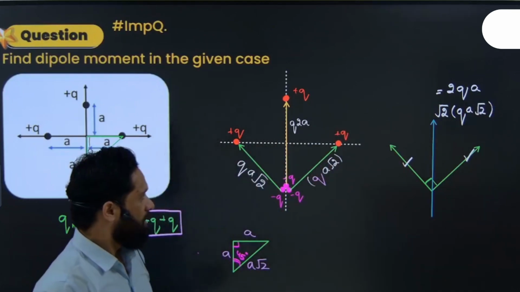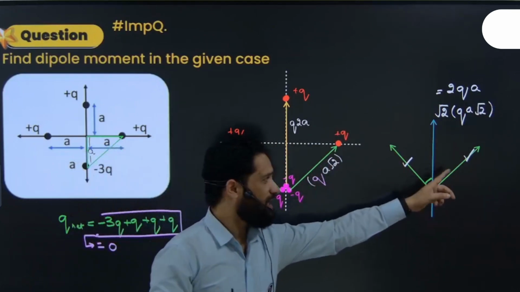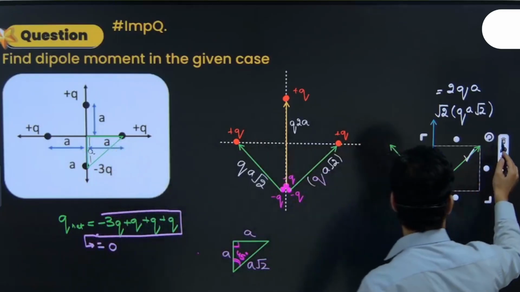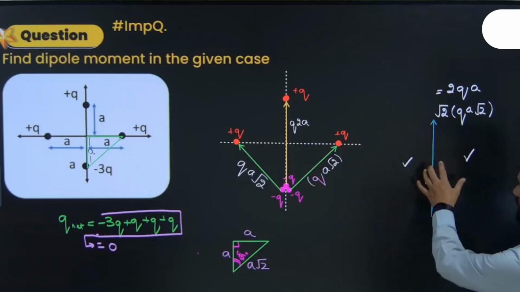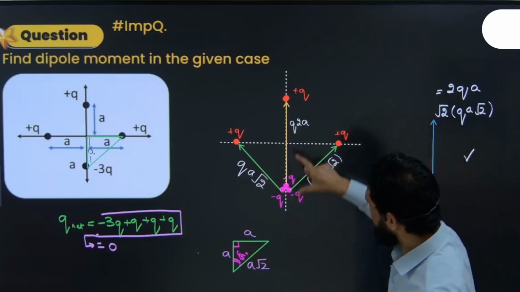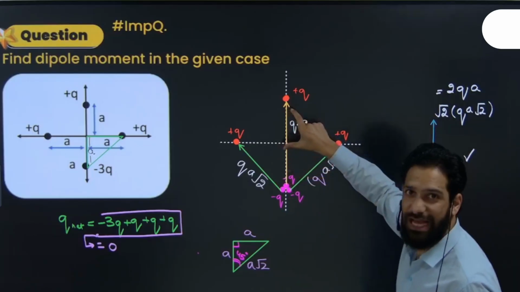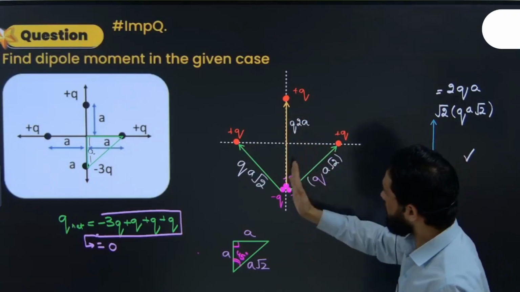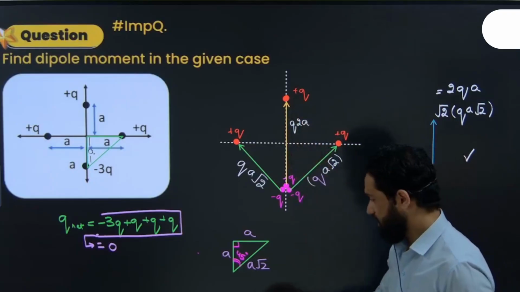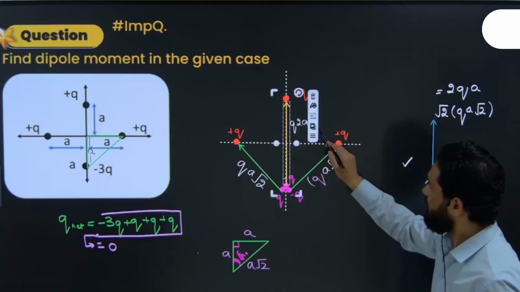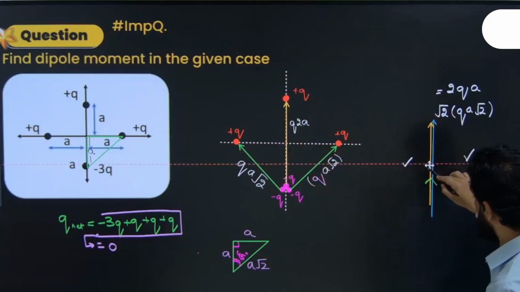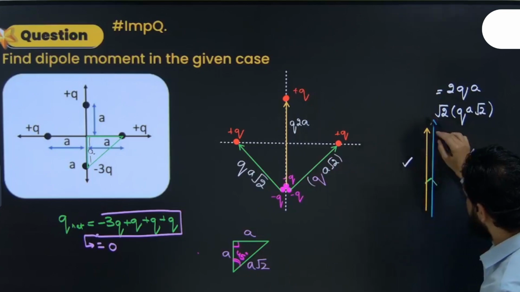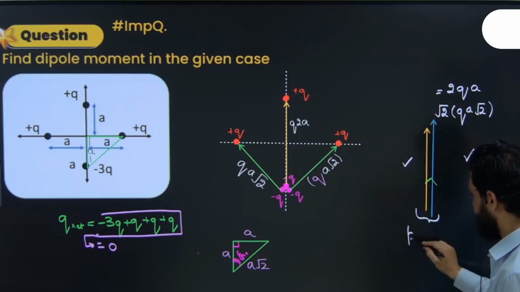Why? Because it is just the sum of the 2 green color vectors. In other words, you have just found out the sum of these 2 green color vectors. But there is also one yellow color dipole moment which has a magnitude q into 2a, already towards the positive y-axis. It's already there, so how much is the net now?